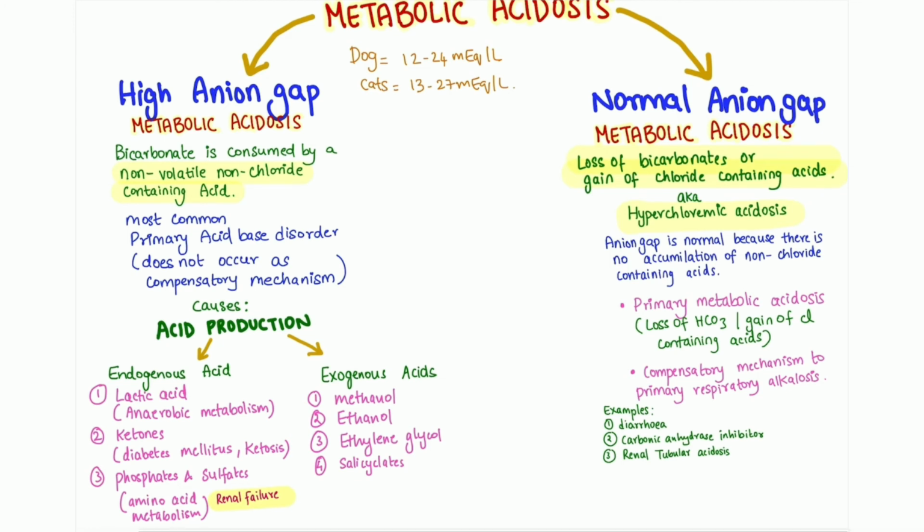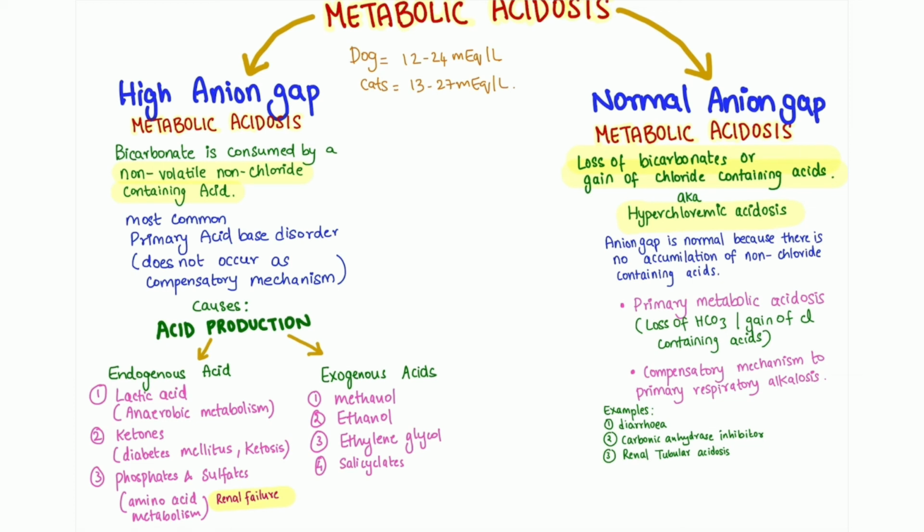Here there is loss of bicarbonate or gain of acid that contains chloride. The best example is hyperchloremic acidosis. Here the anion gap, when you calculate, always comes within reference range, and chloride is usually increased in normal anion gap metabolic acidosis, but you don't see accumulation of non-chloride containing acids like in high anion gap metabolic acidosis.